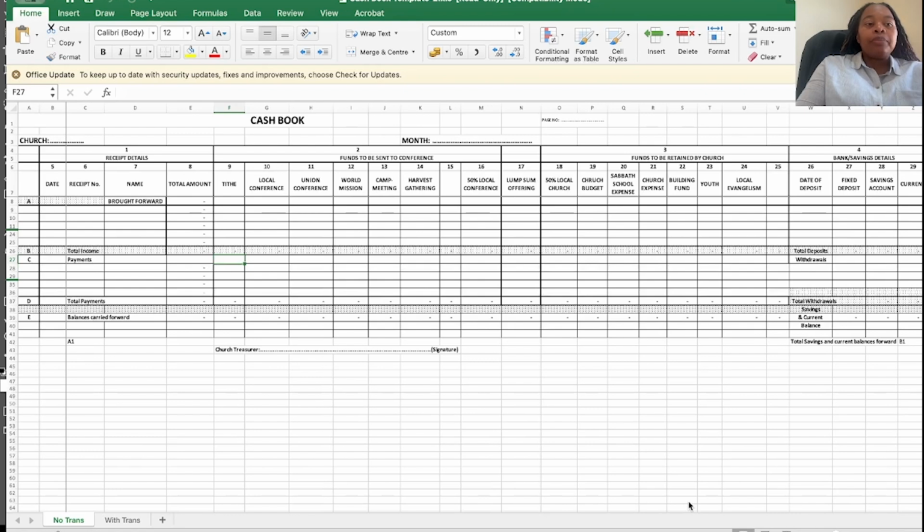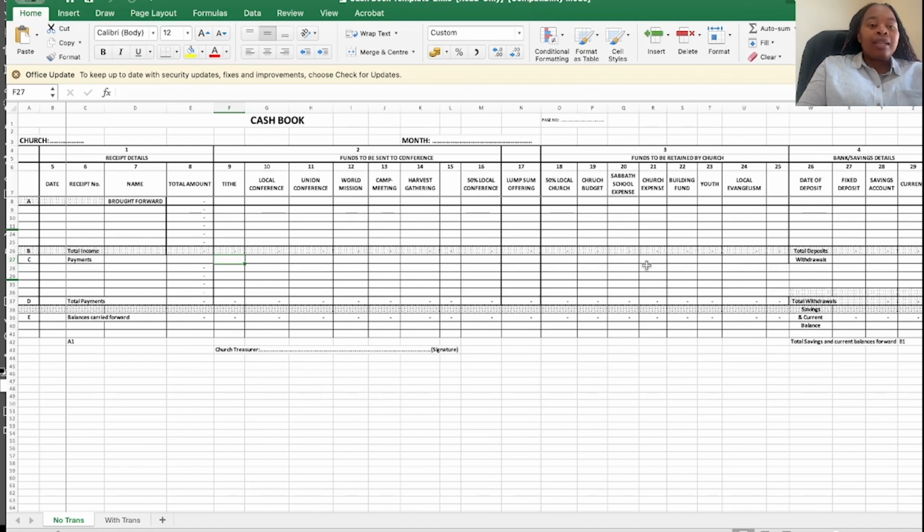Let's start. The cash book, the big book, and the cash book, the Excel one, they all look the same. So we'll start with section 1. Section 1 is for receipt details. Section 2 is funds to be sent to the conference. Section 3 is funds to be retained by the church. And section 4 is the banking side.